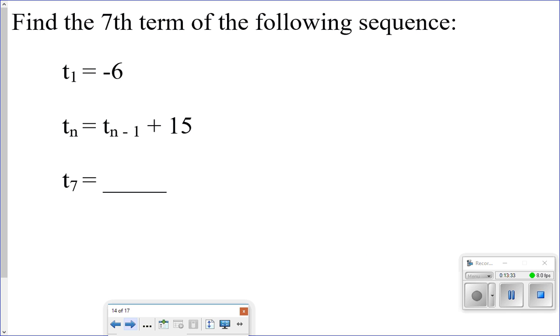One more example. This says find the seventh term in the sequence. So what we're going to be doing here is we're just going to be listing out -6 as the first term, and the second term is found by adding 15 to that number. So -6 and 15 make 9. And if we continue that pattern, we're going to be able to find the seventh term.